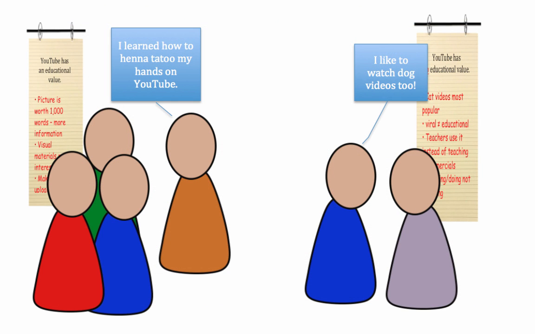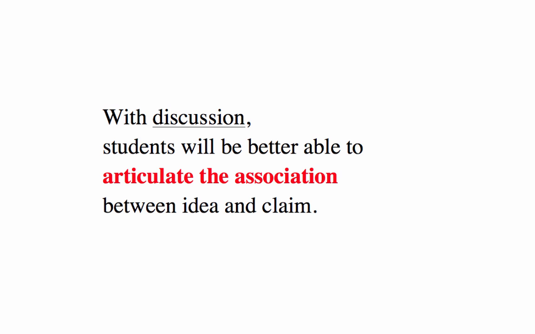Do a poster walk in the classroom. Encourage students to explain their ideas by putting them into different words. Have them find real-life examples illustrating their ideas. After a full discussion, students will be better able to articulate the association between idea and claim.